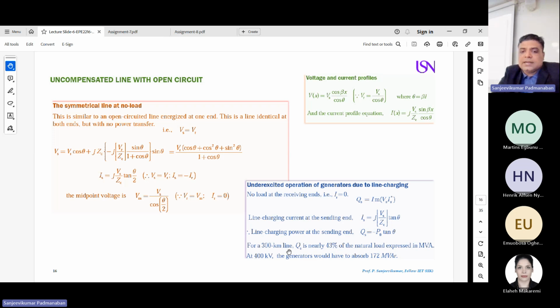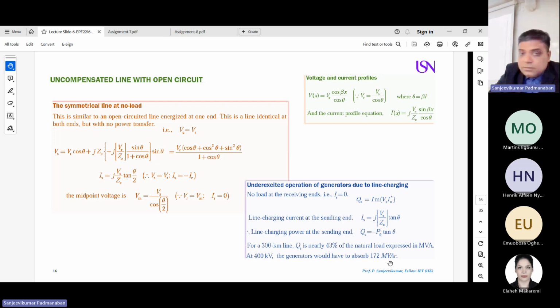Most important is that, for example, if you have a 300-kilometer line, the QS is nearly 43% of your natural load expressed in MVA. So if you are designing for a 300-kilometer line, your QS, the reactive power from the sending end, is nearly 43% of your naturally expressed MVA. As an example, if you have a 400 kVA generator on the sending end, then it could absorb 172 MVAR.